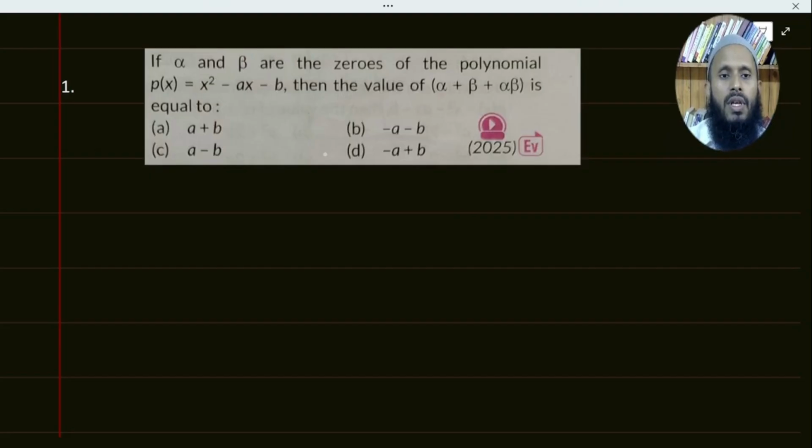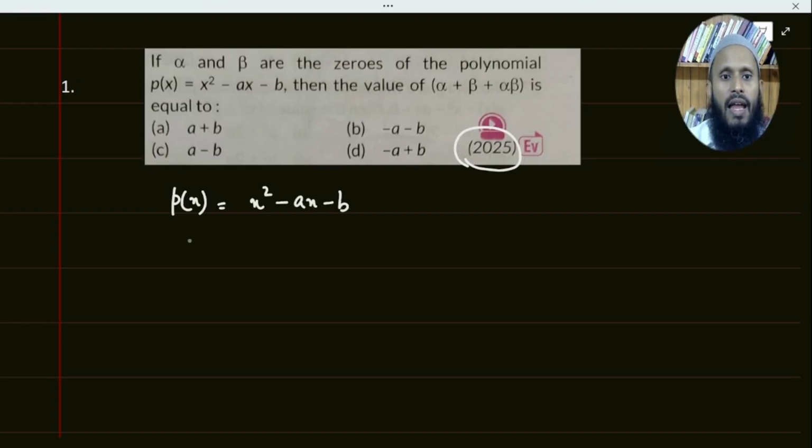Now first question is, if alpha and beta are the zeros of the polynomial p of x equal to x square minus ax minus b, then the value of alpha plus beta plus alpha beta is equal to. Okay, this was asked in 2025. Now first we will write the given polynomial p of x equal to x square minus ax minus b.